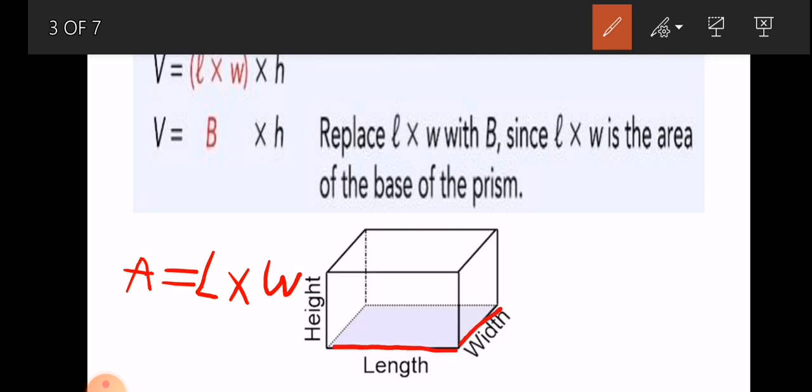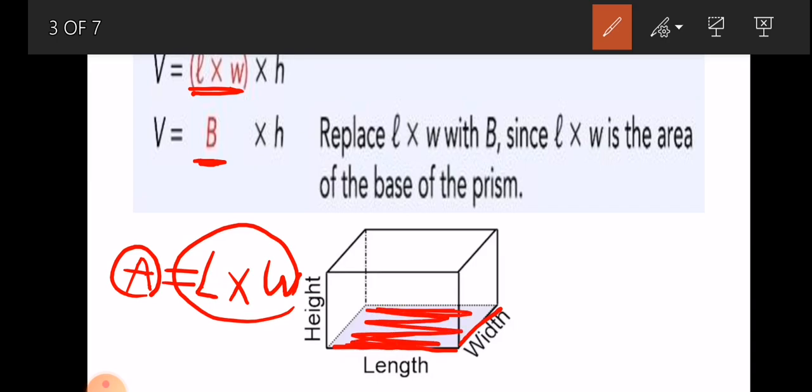Okay, so if I have length multiplied by the width, I can call it area. So I can replace length multiplied by the width with the area of the rectangle, which here we call B. What does B mean? This is the base of the rectangular prism. The base of it is a rectangle, so the area of this rectangle I will call B for the base. And the height is still the same. So if you have the area of the base, you can multiply it directly by the height.